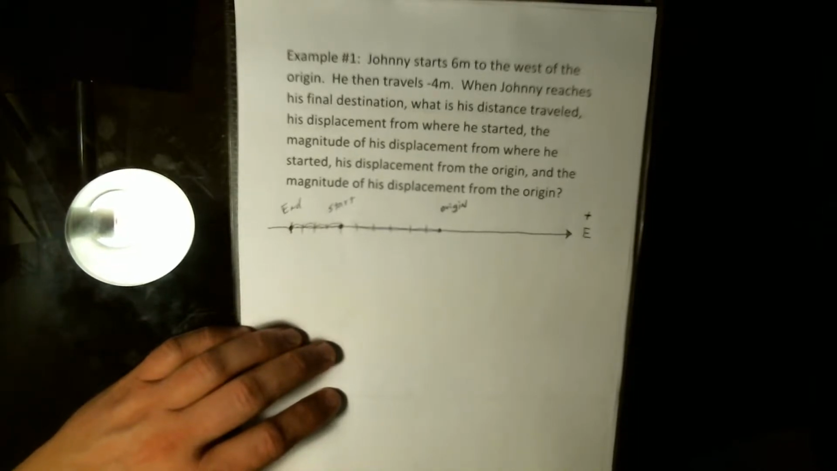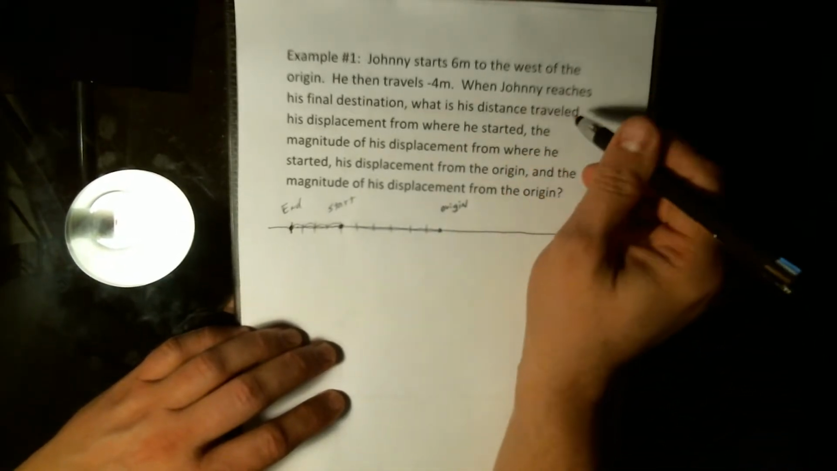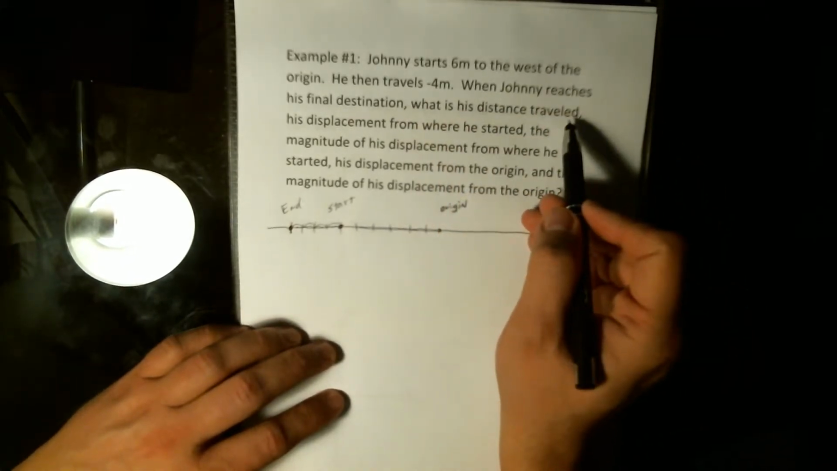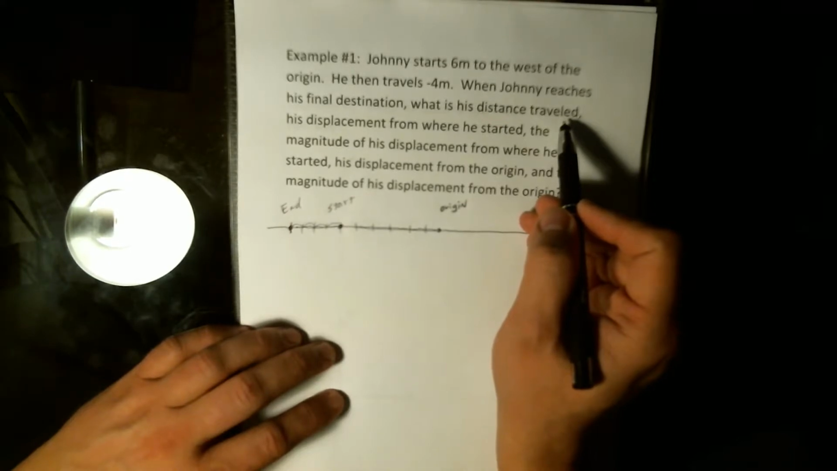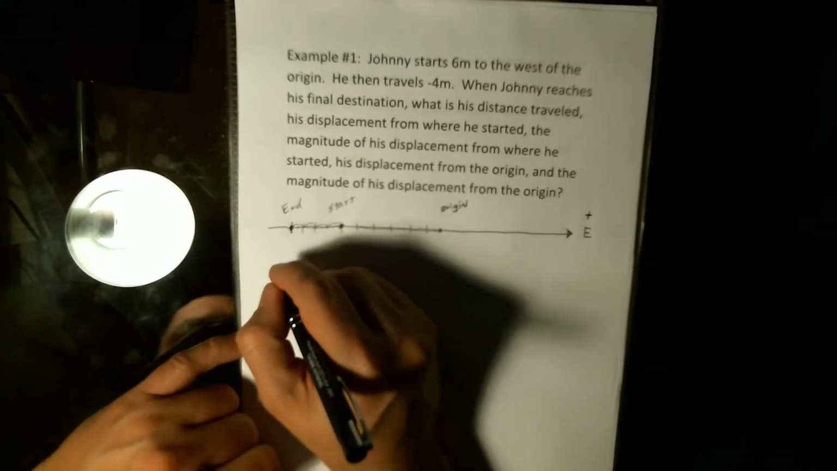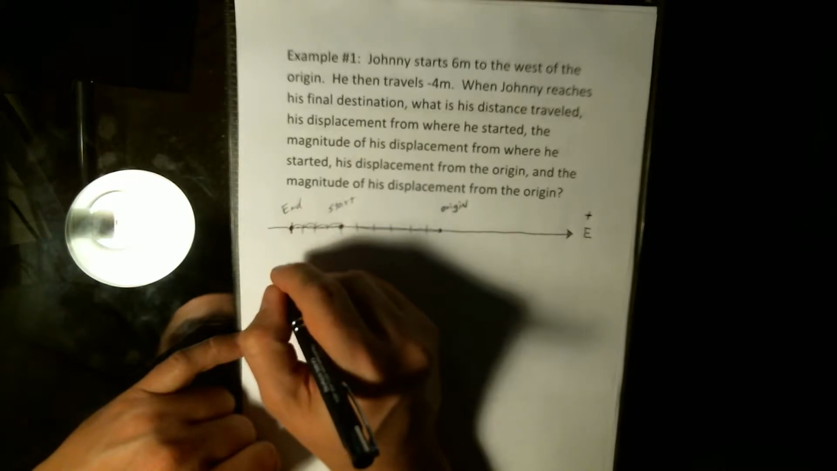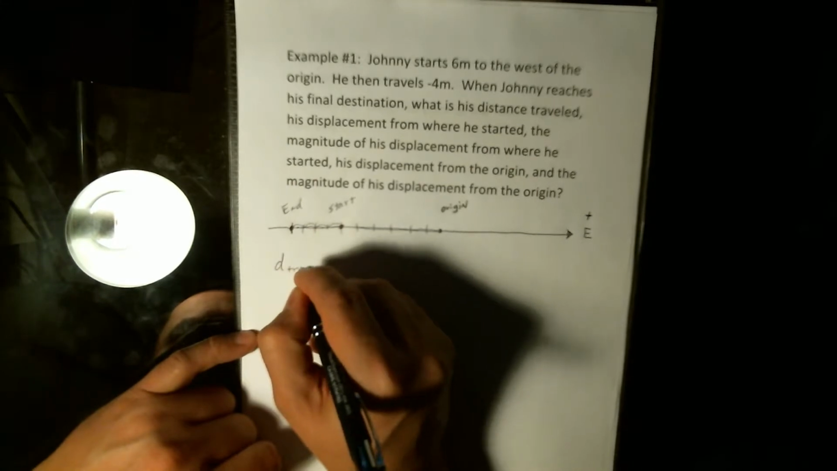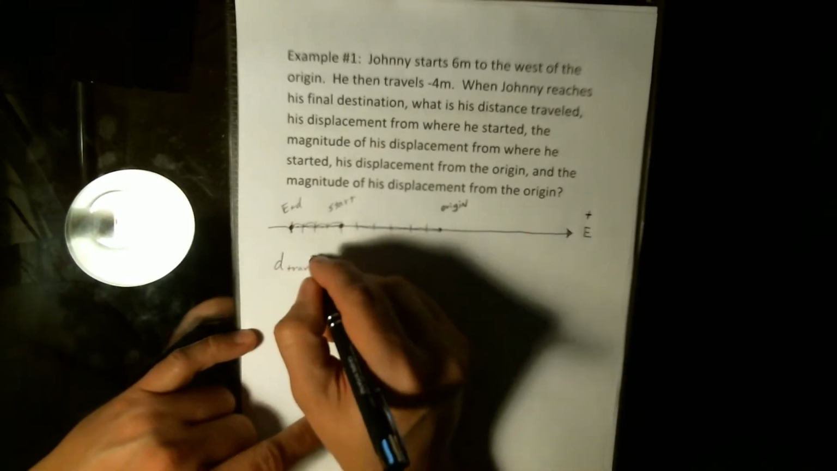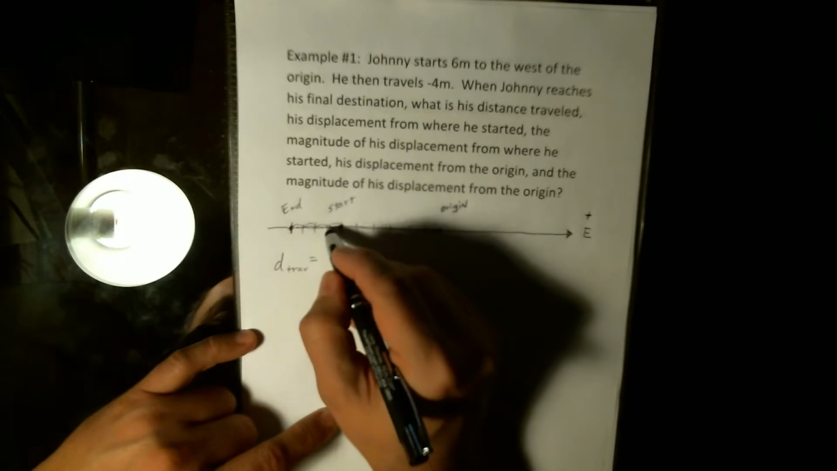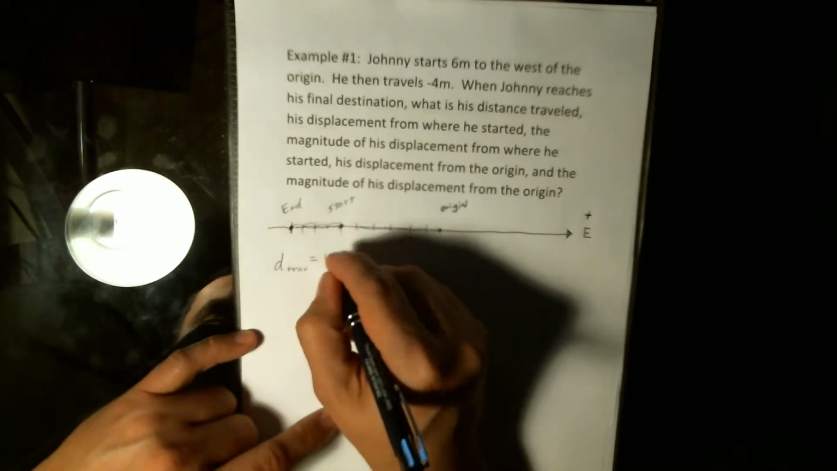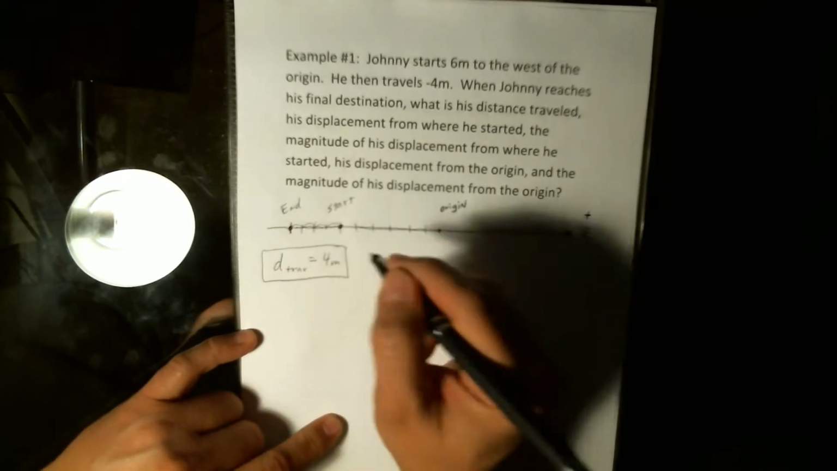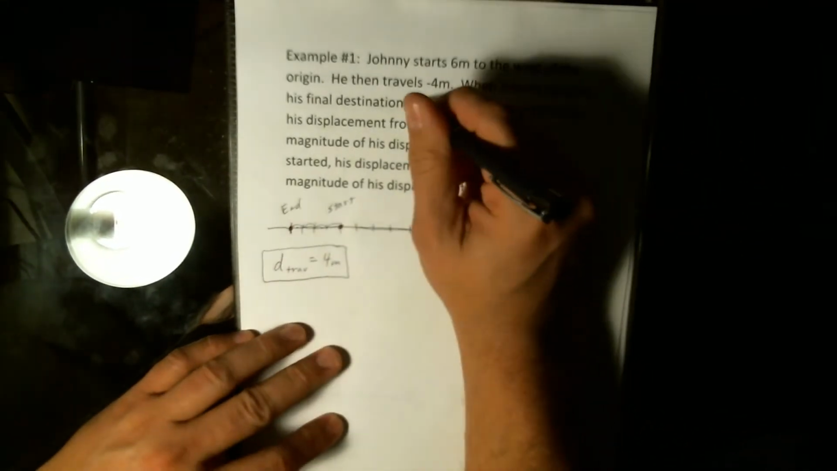The first thing I need to find is his distance traveled. Now, distance traveled is a scalar because there's only one piece of information there, just how far you go. The symbol I'm going to use is d with a subscript trav for travel. And the distance Johnny traveled is 1, 2, 3, 4. He went 4 meters. I'm going to put a box around it because I got that one. And I am going to cross this part of my question out.